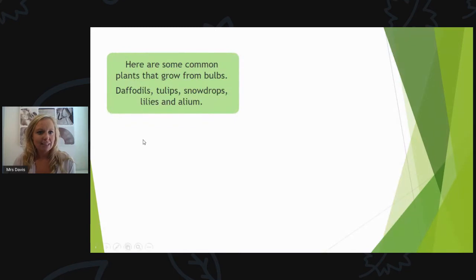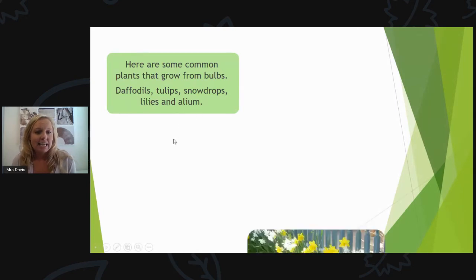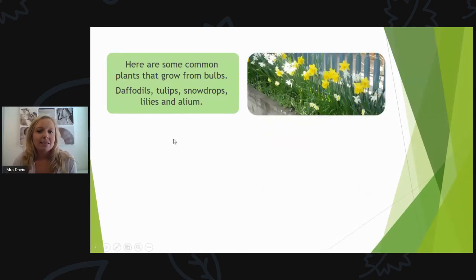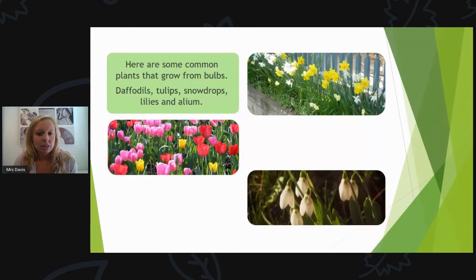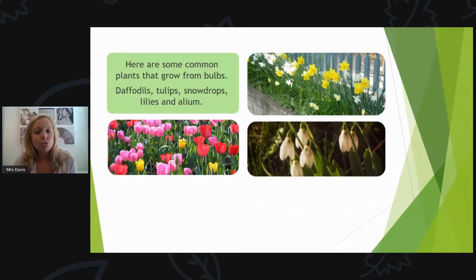Okay. Here are some common plants that grow from bulbs. So you've got daffodils, tulips, snowdrops, lilies, and more. Now remember, these are plants that grow from a bulb, and they'll regrow if they're looked after and the conditions are right. So if they have the things that they need to grow, they will keep regrowing because they grow from bulbs.